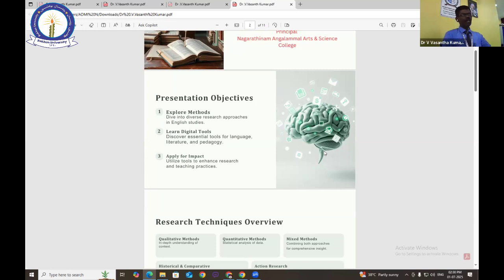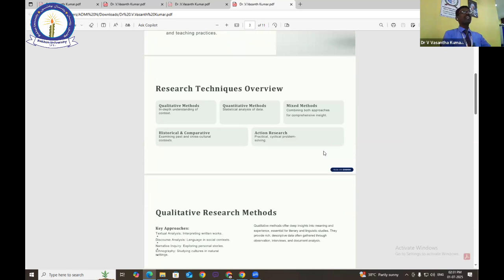And the third objective is impact. Apply for the impact: how you are going to be different from other research by utilizing the digital tools, and what is your practice. Because every research must follow honesty, integrity, objectivity, and confidentiality of research ideas. So we are going to follow the research techniques overview to uplift our research quality.